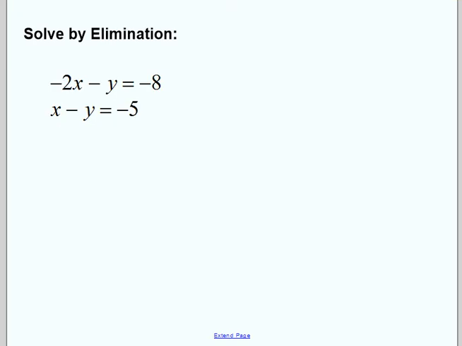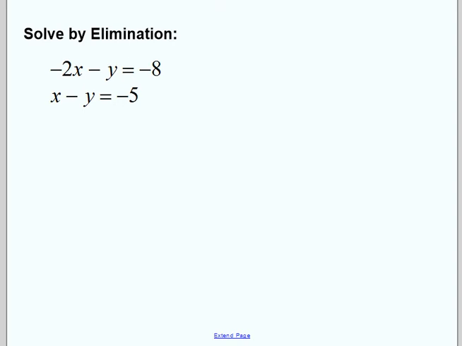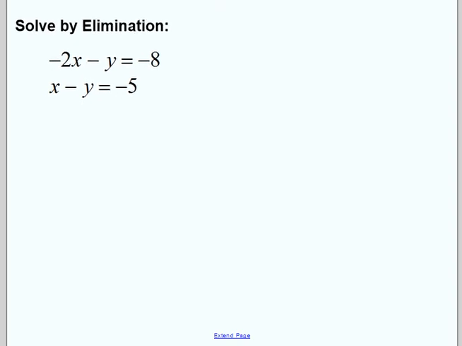Okay, let's run through a few more examples. Let's solve this by elimination. Well, when I look at this one, I've got a similar situation, right? But this time the y's are negative. Here I got a -2x and a positive x. It might be easier in this situation to eliminate the x's. Right? If I could make this a 2x and then add it to -2x, those would eliminate.